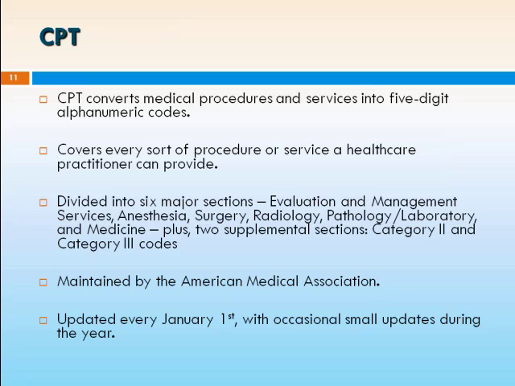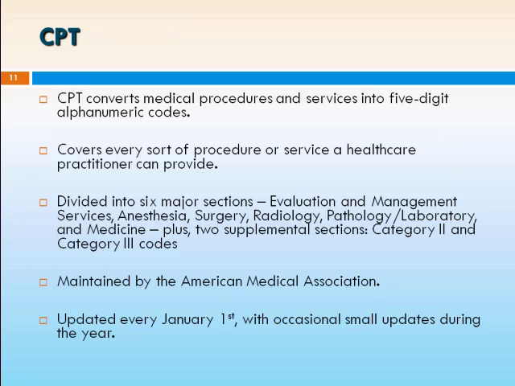Evaluation and management, or E/M codes, is the first section. These codes cover the non-procedural services your practitioner performs in the office, outpatient facility, inpatient facility, or nursing facility. These codes in the E/M section are based on 3 key components: the history, examination, and medical decision-making. The second section is the anesthesia services section. The codes you'll find in here relate to any type of anesthesia, including local, regional, and general anesthesia.